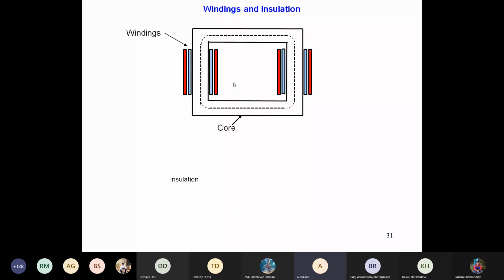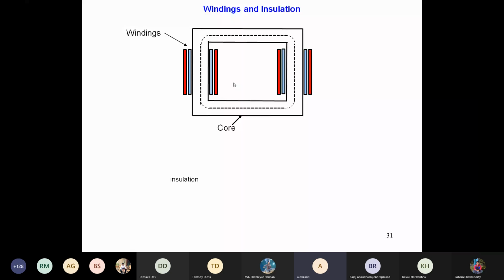Now can somebody tell me which one is the low voltage winding and which one is the high voltage winding? So red should be high voltage. Yes, why? I don't know, I'm just thinking. Just because it is red in color. Red is danger, red is high voltage.